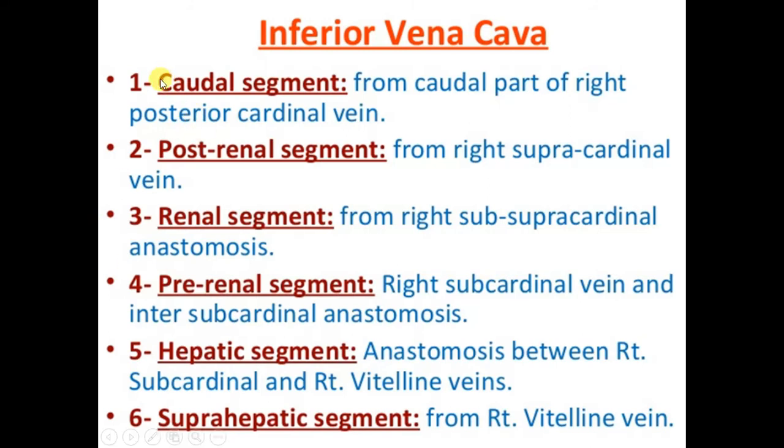So there are, we can say, 4 to 6 segments; in some books 5 are given, in some 6. The caudal segment is an additional one in my opinion, and it is the caudal part of the right posterior cardinal vein. Then is the post-renal segment from the right supracardinal vein, then the renal segment from the right supracardinal vein anastomosis, and then the pre-renal segment, the subcardinal veins and the subcardinal anastomosis. Then there is the hepatic segment, which is formed by the anastomosis between the right subcardinal and right vitelline vein. The suprahepatic segment is formed from the right vitelline vein. So in this way, the inferior vena cava is formed and developed.